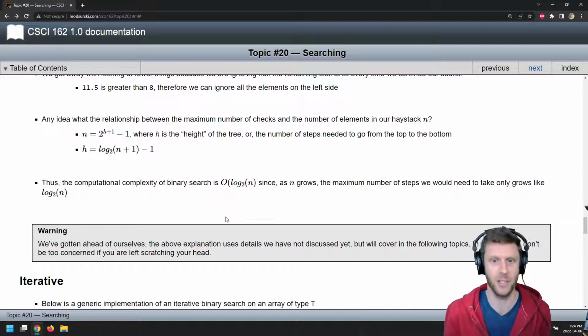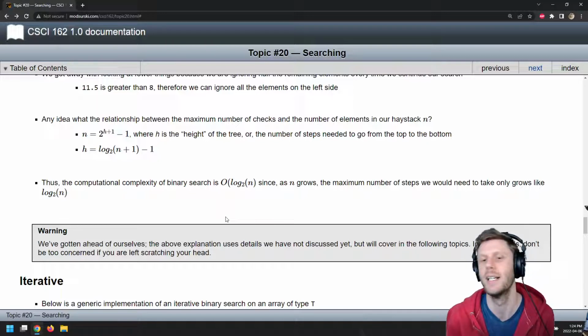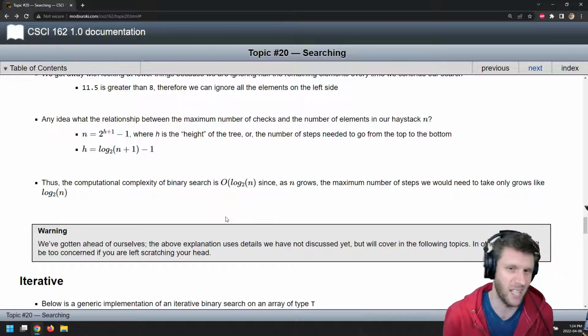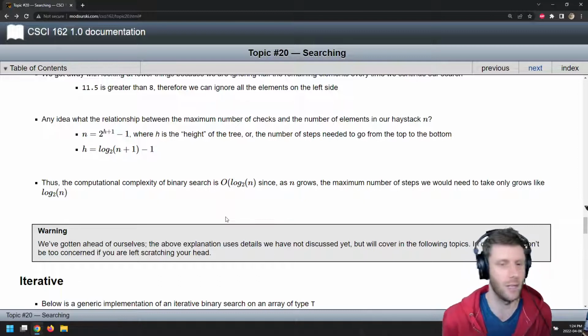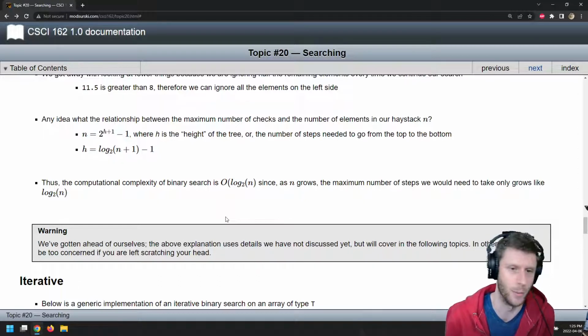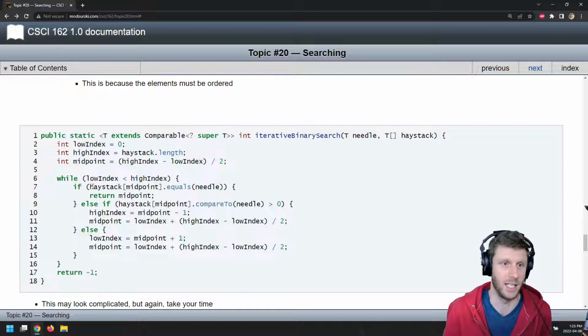So we've gotten ahead of ourselves. The above explanation uses details we have not discussed. So if you're scratching your head, you're going to say, what? That's fine. If what I explained kind of made sense, at least intuitively, fine. But if you're freaking out, don't worry. That's normal. So, we can make a generic implementation of a binary search using an iterative strategy.